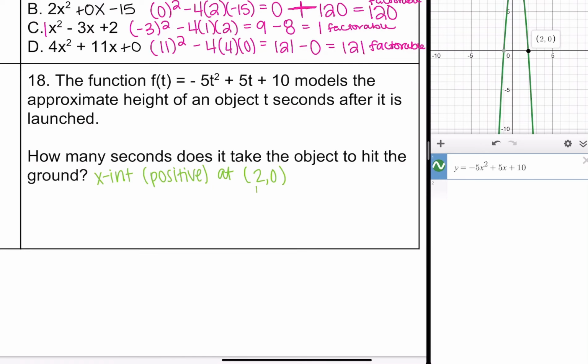So that means that after 2 seconds, the height is 0. So if the height is 0, it has hit the ground. So what this tells us is that it hit the ground after, or at, 2 seconds.